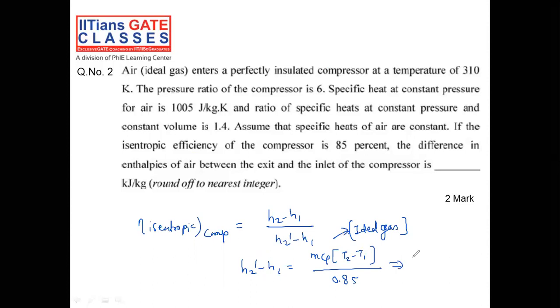Now, if you put in the values and calculate, you will get around 245 kilojoule per kg. Remember, they are asking to round up to the nearest integer. So that is 245 kilojoule per kg. That is the answer for question number 2.